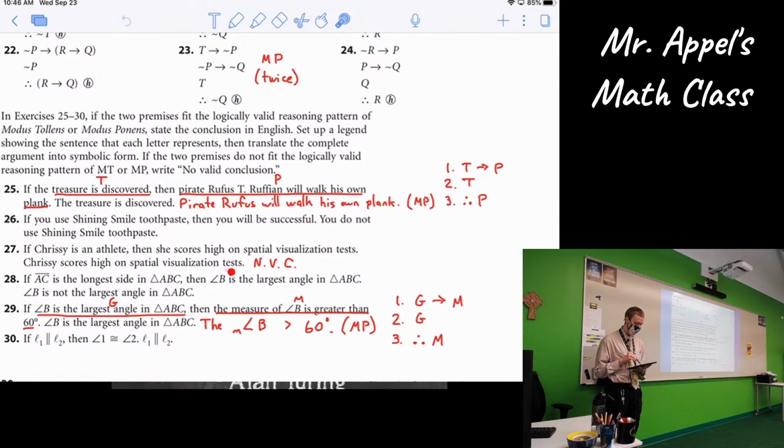Number 17, if Chrissy is an athlete, then she scores high on spatial visualization tests. Chrissy scores high on spatial visualization tests. We have no valid conclusion from that. We don't know anything about her being or not being an athlete just from the high score. Right? Could be some totally different factor that contributes there.